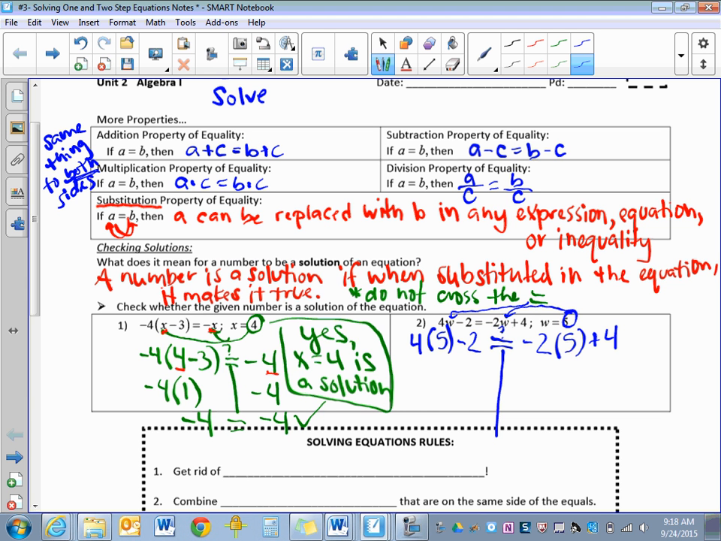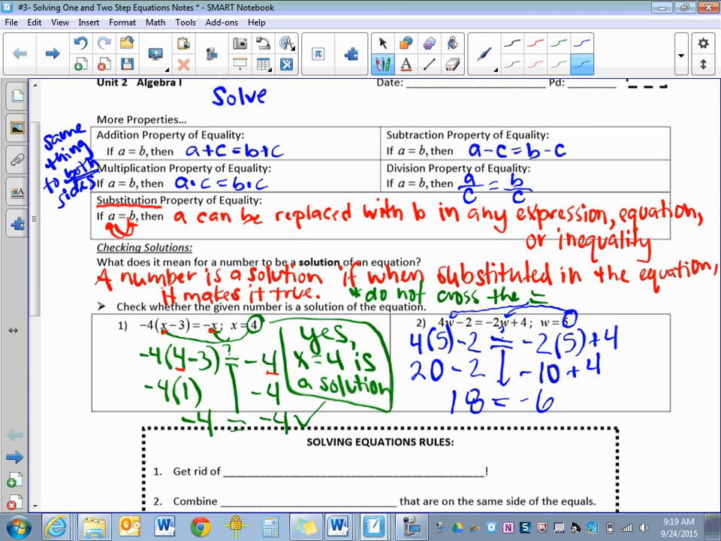Alright, again, order of operations, PEMDAS. So let's simplify the left side a little bit. 4 times 5, okay, 20. Let's take a look at the right side. Negative 2 times 5, what does that give me? Good, negative 10. Alright, and then let's simplify some more. What's 20 minus 2 give me? Good, 18. And what's negative 10 plus 4 give me? Good, negative 6.